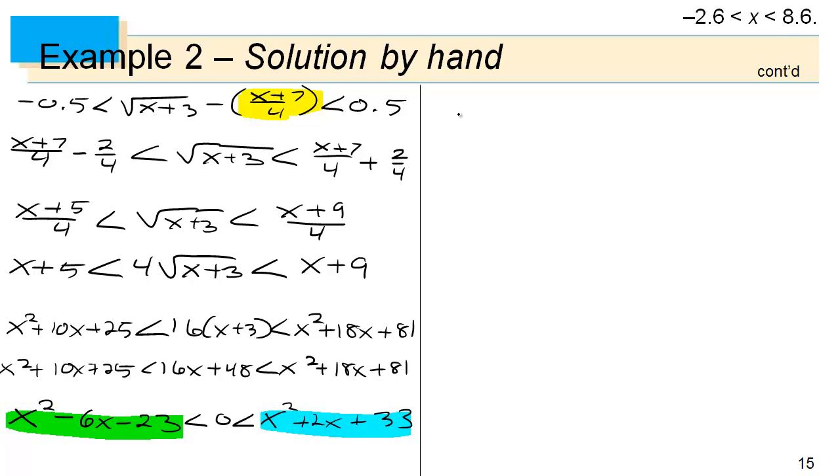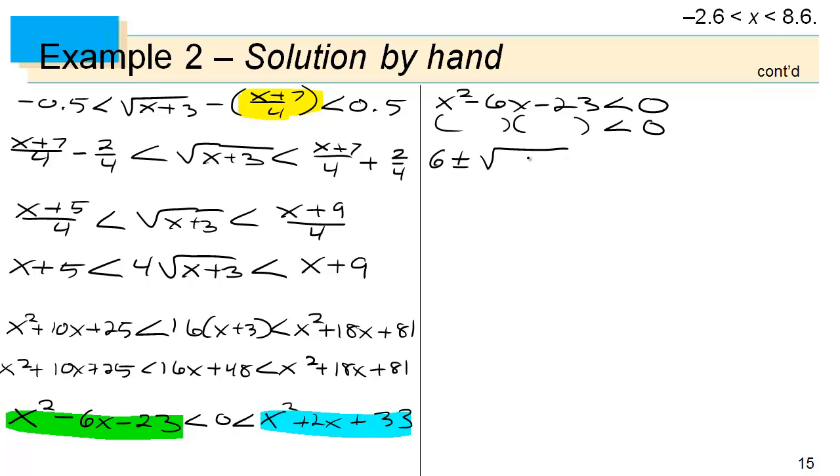So if we want to do the green one first, we're basically trying to solve x squared minus 6x minus 23 is less than 0. Now you could try to factor this thing, but it's not going to factor nicely. So you're better off going straight to the quadratic formula. So minus b plus and minus the square root of b squared minus 4 times a, which is 1, times c, which is negative 23, all over 2a, which is 2.